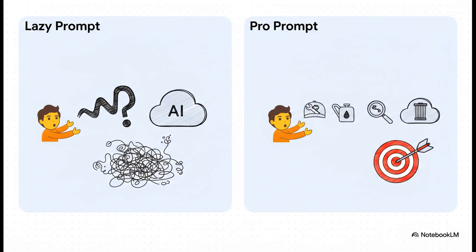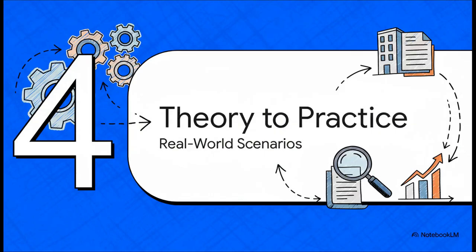Now, look at the pro prompt. This changes everything because it is hyper-specific. First, we give it a role, act as a mechanic. Then, a super clear task, find the oil change capacity. And then we add a critical constraint, for the 2.0L engine model only. And we even tell it to cite the page number. See the difference? We've gone from a vague wish to a targeted interrogation. All right, theory is great, but let's see how this actually plays out in a couple of real-world situations. Time to put this into practice.